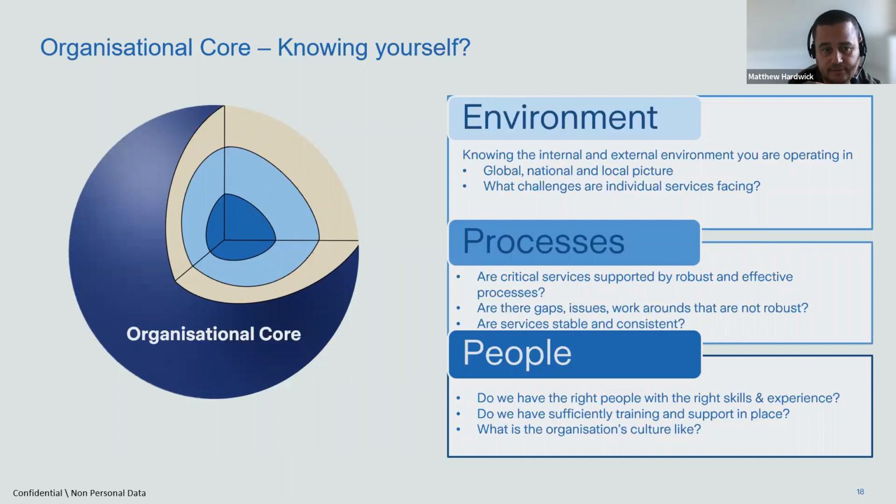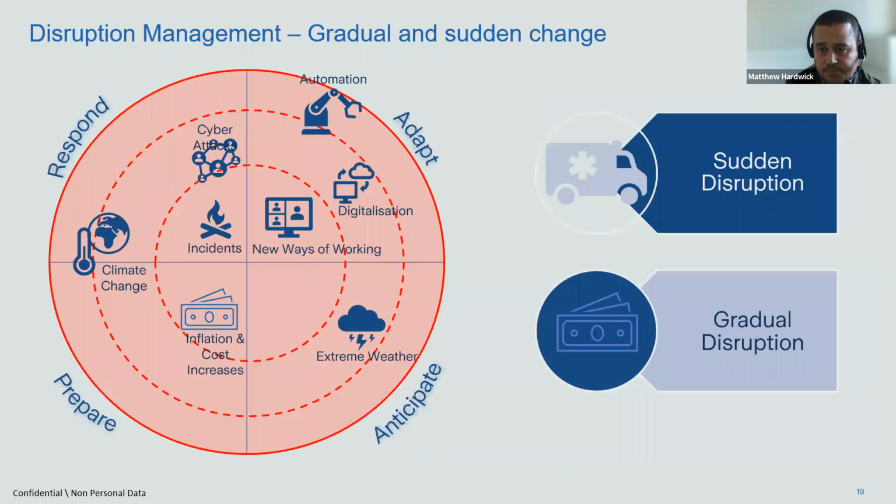In more detail, the core: environment is knowing the internal, external environment that we're working and operating in. That's on the outer edge of our core. Processes: are these supporting? What are the gaps that may be in place? And then people, skills and experience. One of the examples that we mentioned earlier was about recruitment of staff. Are we getting the right people in at the right area? And do they build and support into the organization's culture?